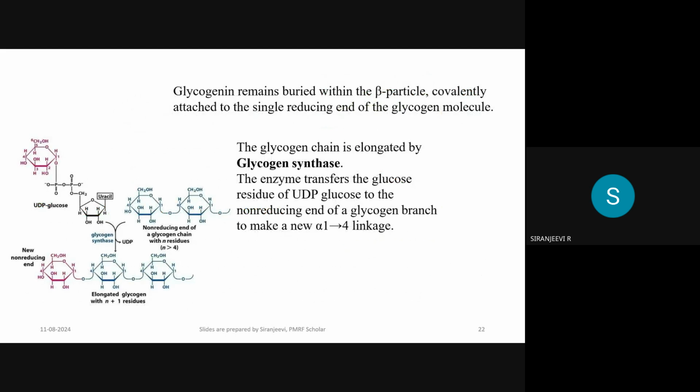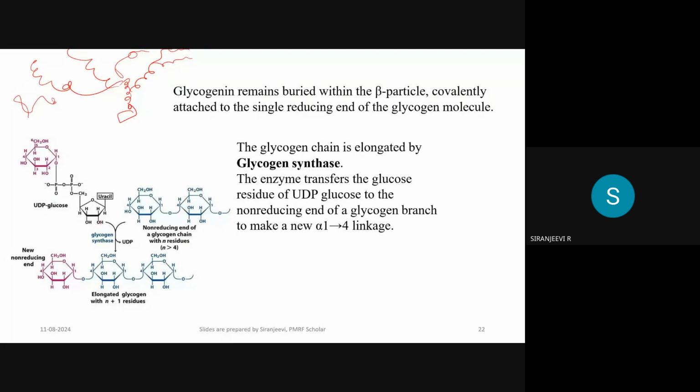Then, once this happens, the glycogenin remains covalently attached to the single reducing end. The reducing end that I have already talked about will be here. Then more glucose molecules will come, and the other molecules will go here, and here, and everywhere. So more branches will be there, but the reducing end will be only one. This is one such example. This is the non-reducing end of the glycogen chain with N residues.